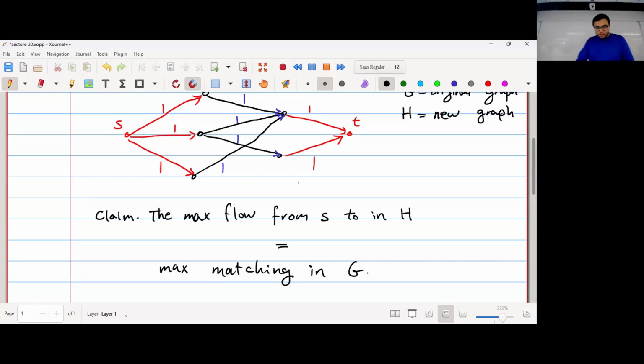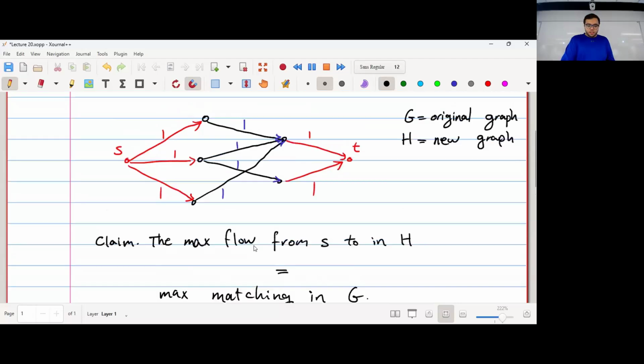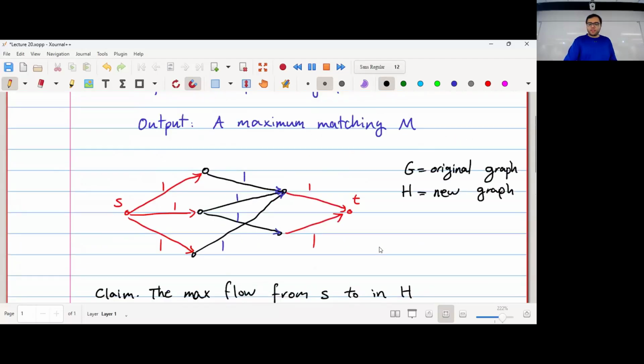So to prove this, you want to prove 2 numbers are equal, you just prove that each one of them is less than or equal to the other one, right? So let's say I have a matching in my original graph G. So for example, I had this matching, let's say, a matching of size 2. I can create a flow that has the same value, right?